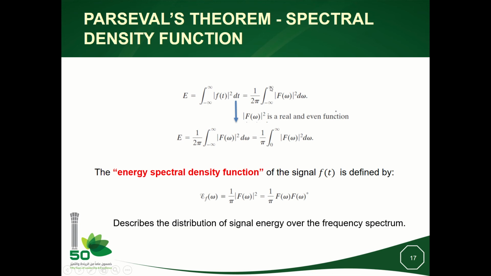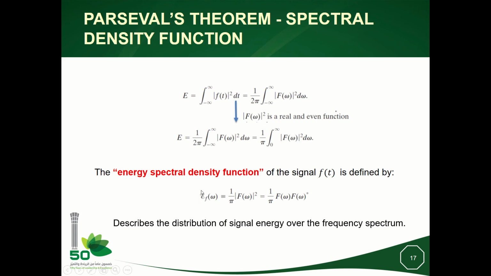Now the expression of the energy we can write as 2 times this, and we take the integral from 0 to plus infinity, since the magnitude squared of F(omega) is a real and even function. So we are left with a term 1 over pi, the magnitude of F(omega) squared, and this will define the energy spectral density of the function.